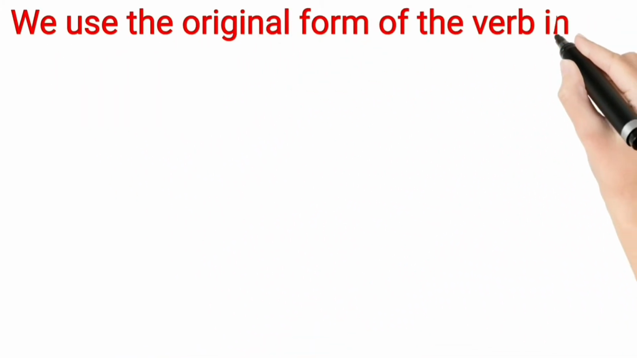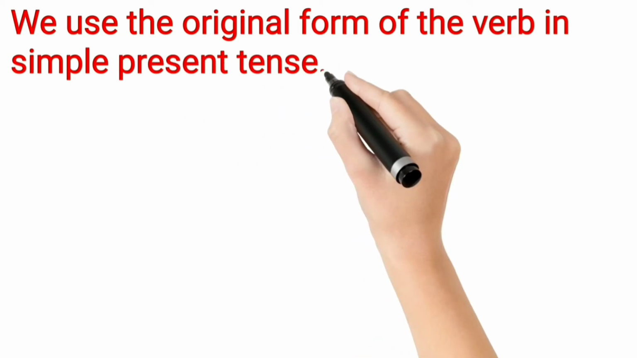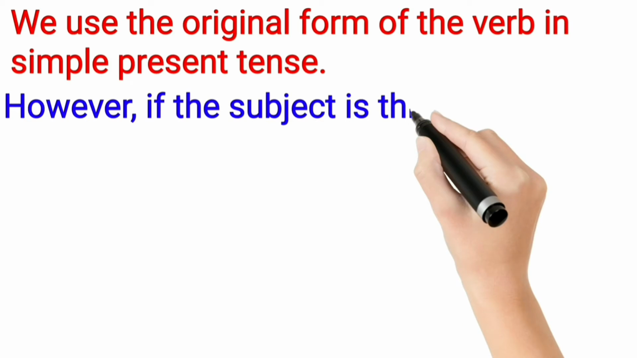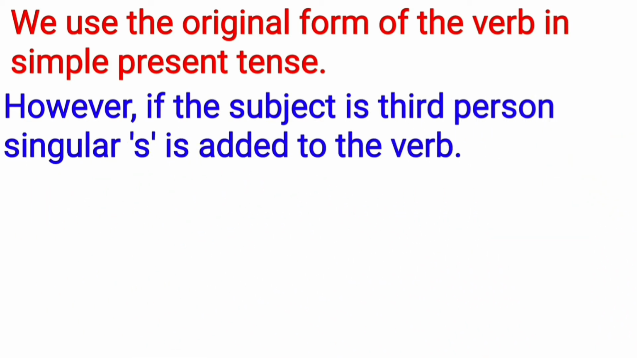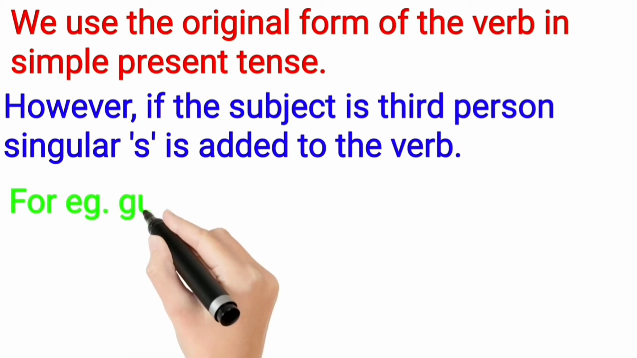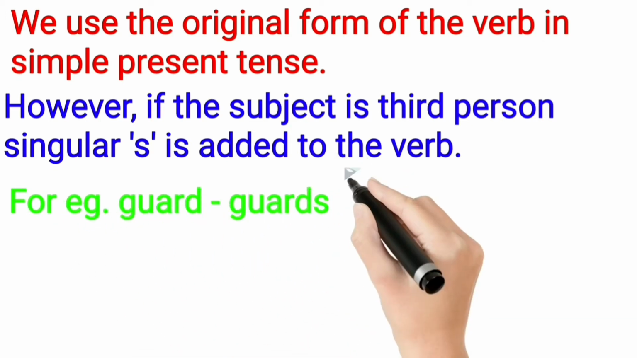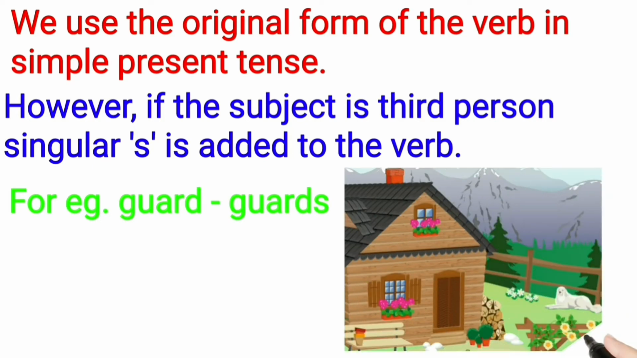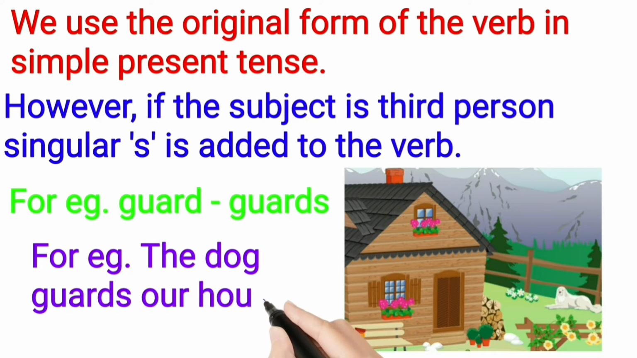We use the original form of the verb in simple present tense. However, if the subject is third person singular, s is added to the verb. For example, guard, guards. For example, the dog guards our house.